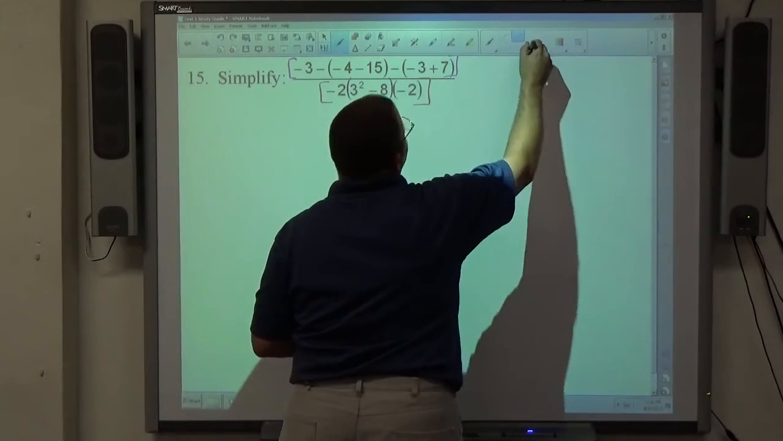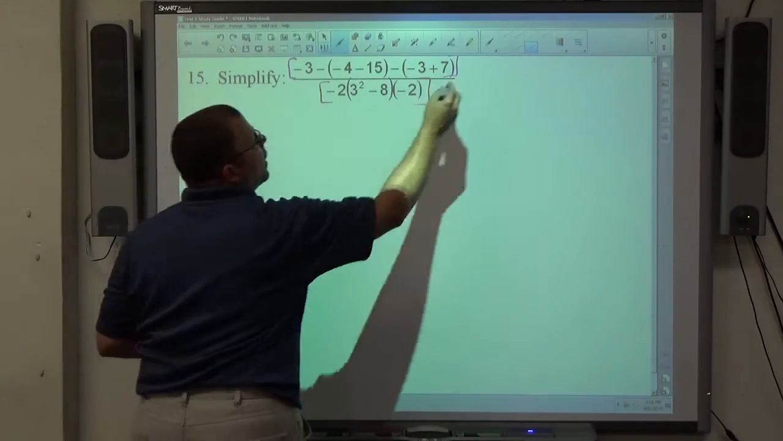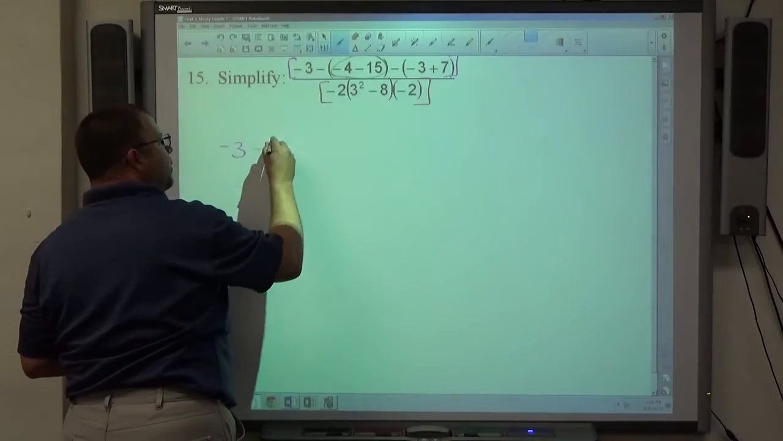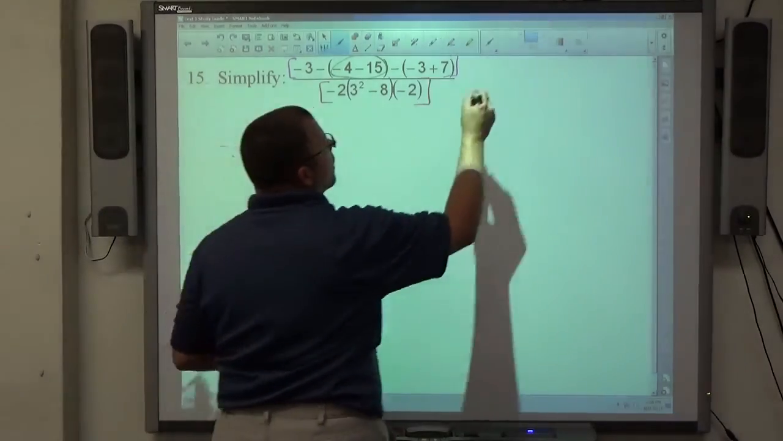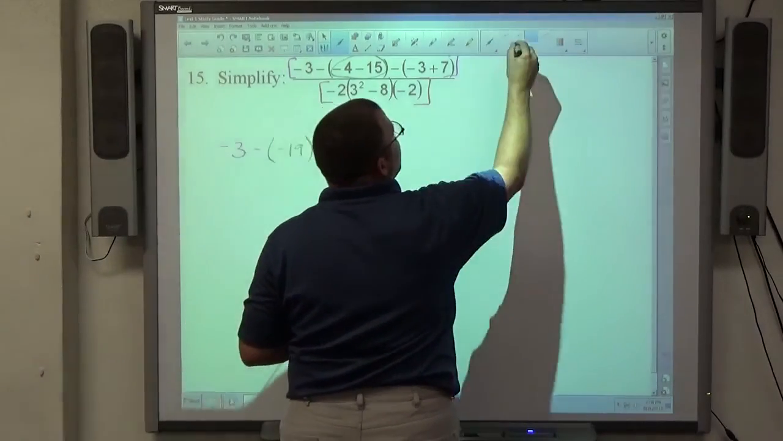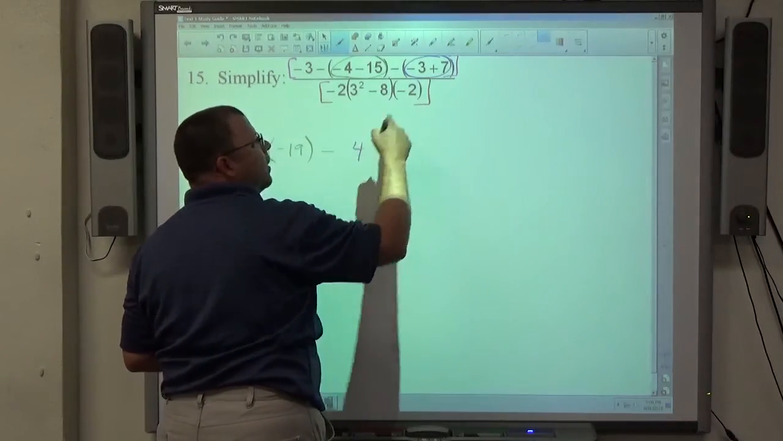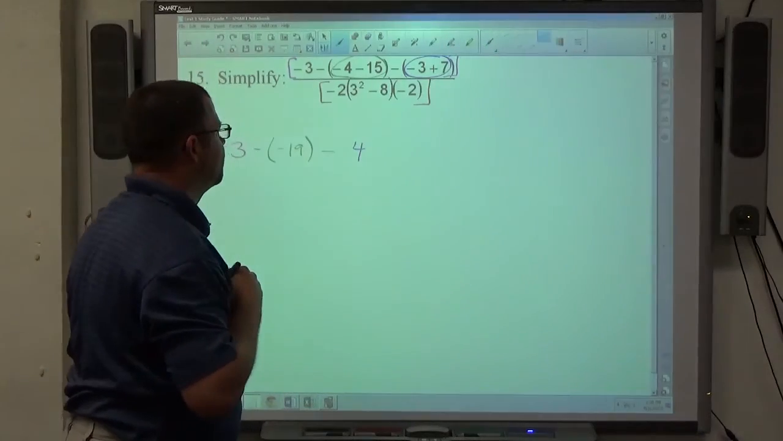So looking at the top, I got -3 minus, okay? In parentheses, -4 minus 15 is -19. Notice I added the numbers because the signs match. Then I've got minus. And in the second parentheses here, I've got -3 plus 7. That's going to make 4. 7 minus 3. They're opposite signs. I subtract. 7 is bigger, so it's positive.